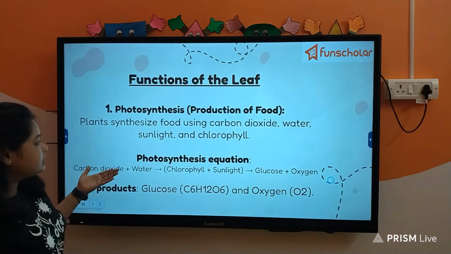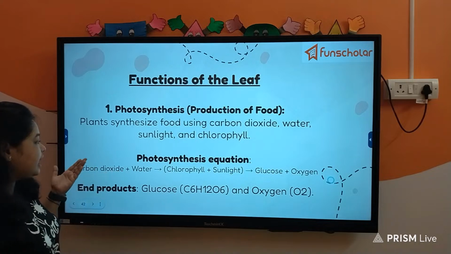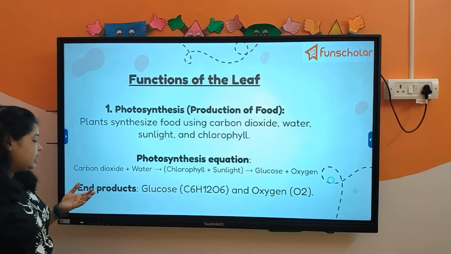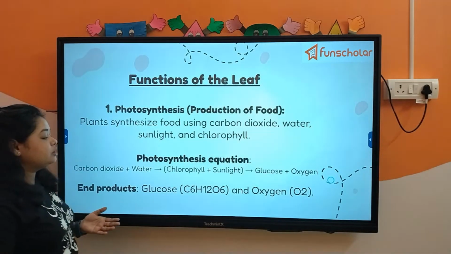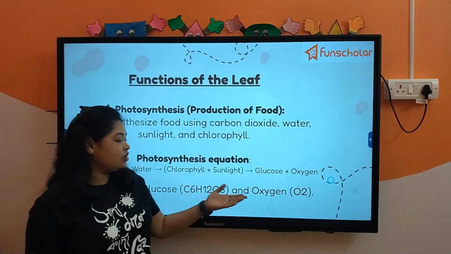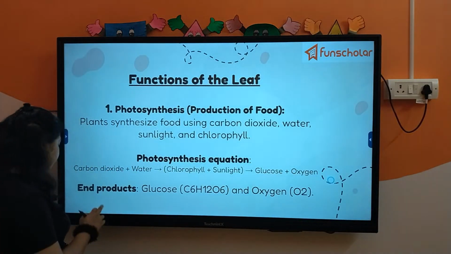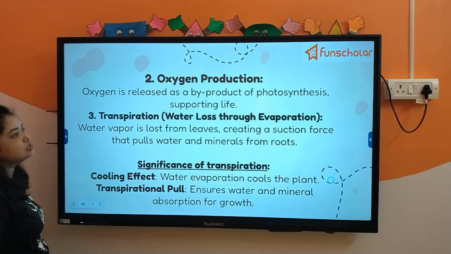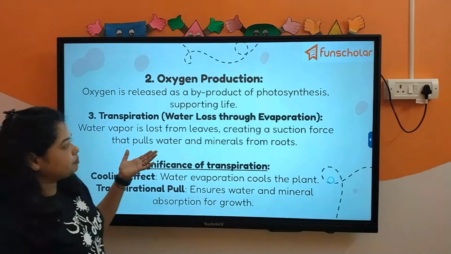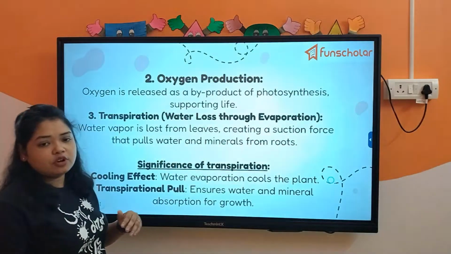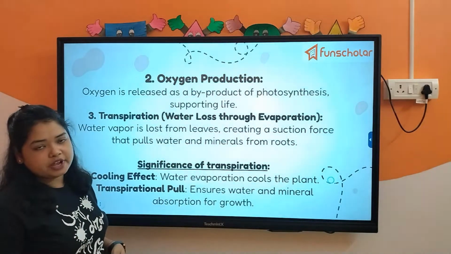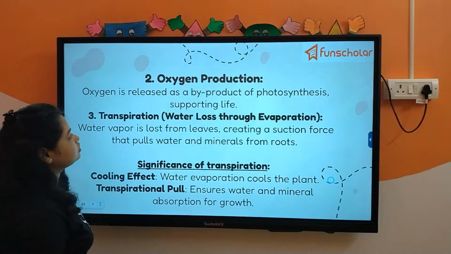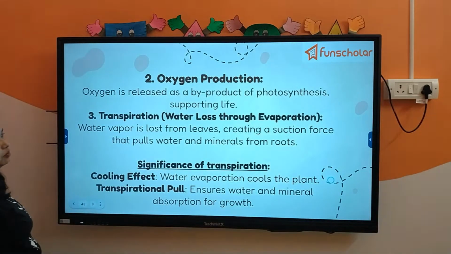So firstly, photosynthesis is the primary function, and this is the word equation for photosynthesis, in which the end products that we obtain will be glucose, and oxygen will be released as the byproduct. This byproduct is very much essential because it maintains the oxygen supply in the atmosphere from which we can respire. All the other living organisms can respire due to this oxygen supplied by the green plants.